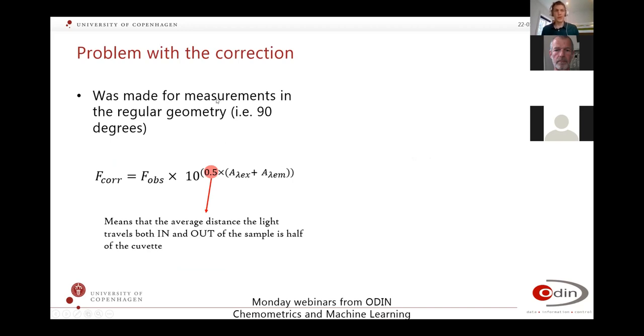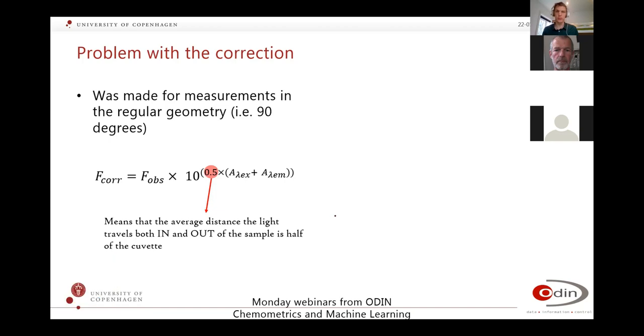Now, this correction was originally founded based on a regular geometry, meaning a 90 degrees system. If you're doing front face, you're not doing 90 degrees, of course. This small number here, 0.5, indicates that you're going halfway through in both directions of your cuvette. So you're going half a centimeter in and you're going half a centimeter out again.